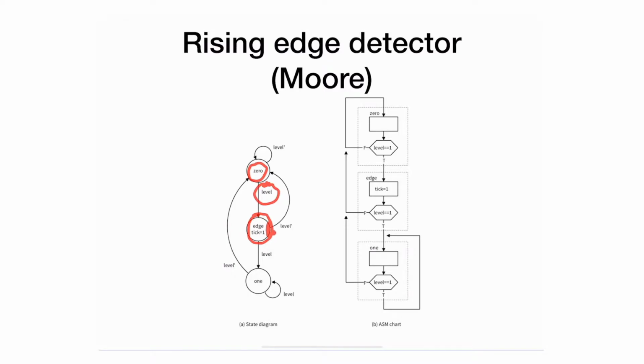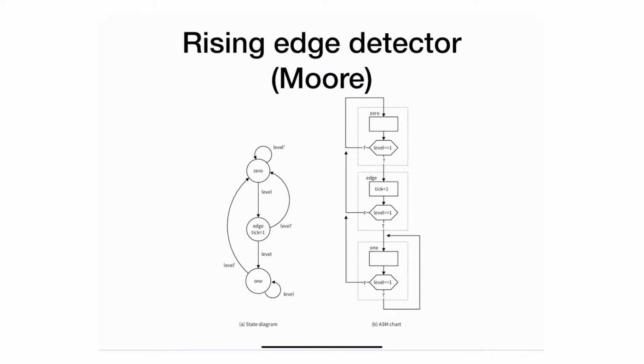Then, if the level stayed, you move to state 1. If the level didn't stay, you go back to 0. So you only live within this edge state for a very short period of time, exactly 1 clock cycle. You're not going to be issuing that tick for more than 1 clock cycle. And again, this is a Moore output, so you're going to see it written inside the state.